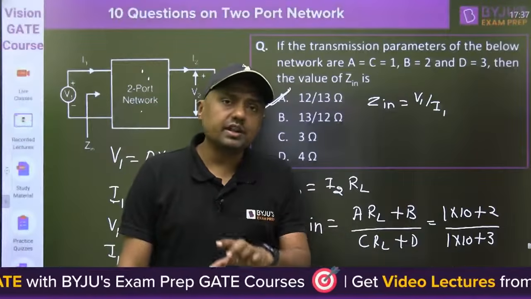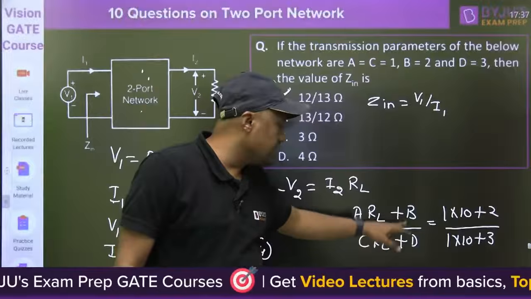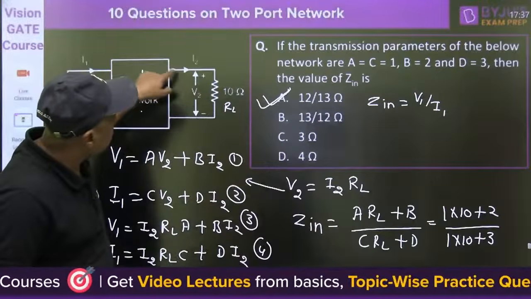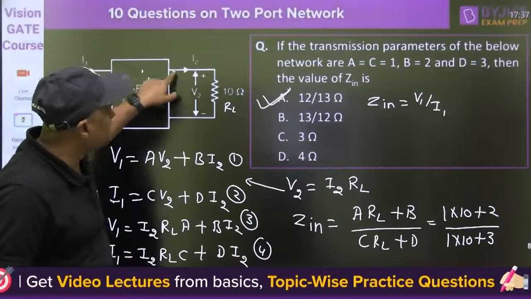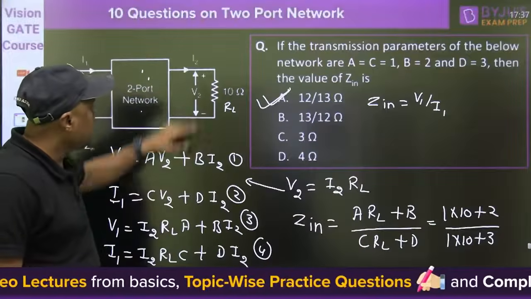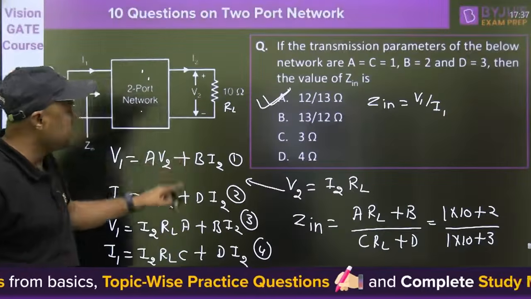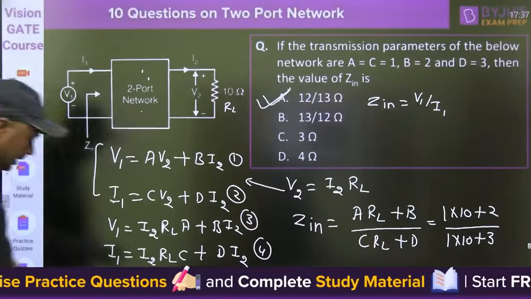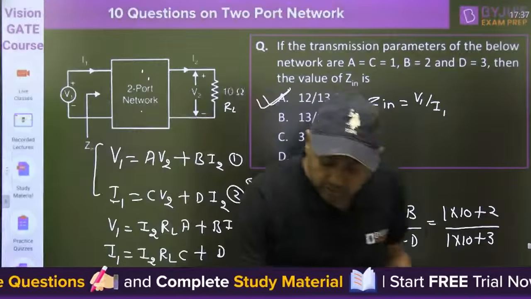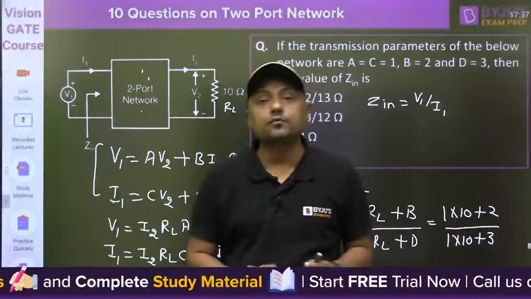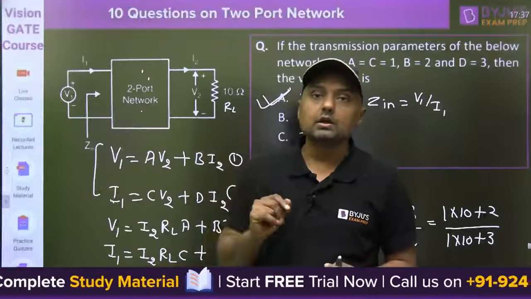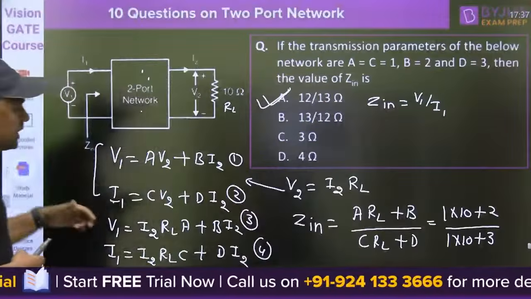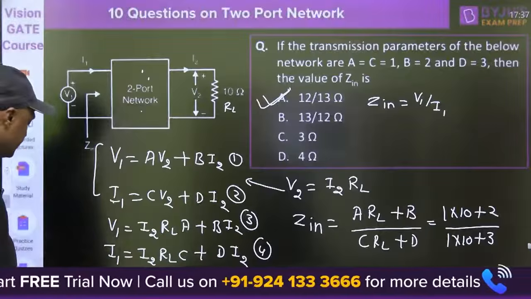Now, sometimes in the GATE exam, the general answer is given as ARL plus B, CRL plus D. But be careful about the direction, outside or inside. If it is outside, you have to use the plus sign. If it is inside, then you have to use the minus sign in these two parameters. Okay, that is about the Z parameters. When we are solving 10 questions and a variety of questions from this topic, then automatically you will get the command. I have already solved questions on Z parameter and Y parameter. Now it is the ABCD parameter.